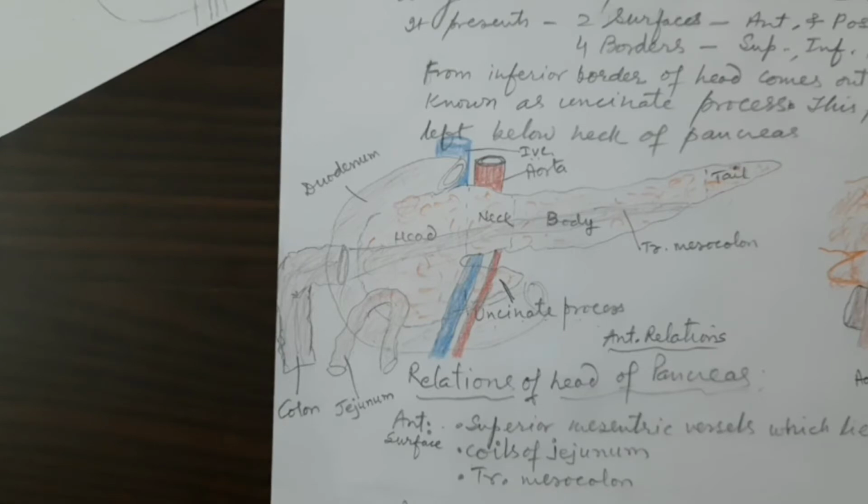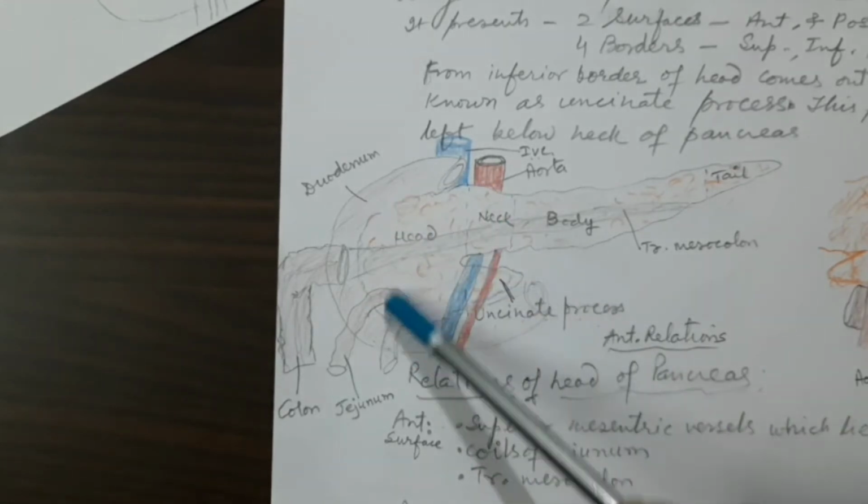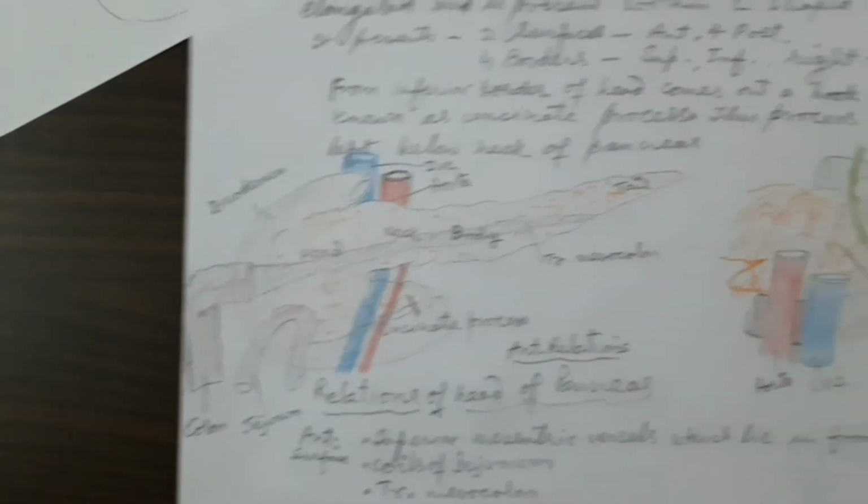Let us come to the posterior surface relation. How is the posterior surface of the head related? It is this area. See this area, and what lies posterior to the head, as shown in this diagram.